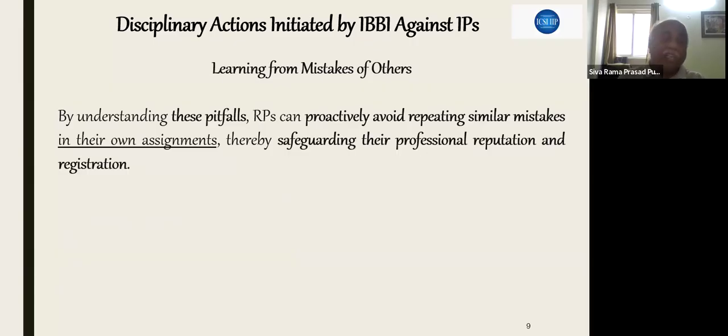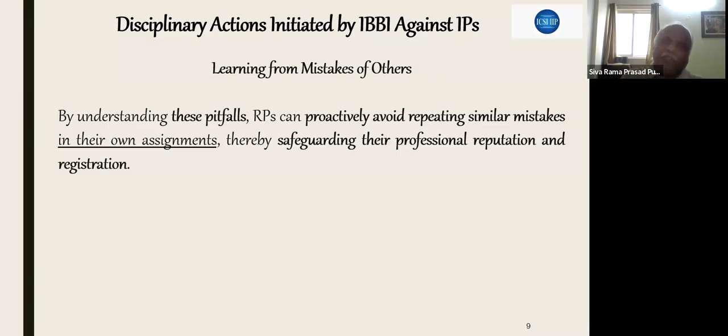Next, by understanding these pitfalls, RP can proactively avoid repeating similar mistakes. So your skills will be enlarged. The quality of your CIRP or liquidation will be enhanced once you are reading the DC committee orders. Only 2 or 3 pages, and that too 2 monthly. Hardly it will take 1 hour for you. But a lot of indirect benefits are there for you.